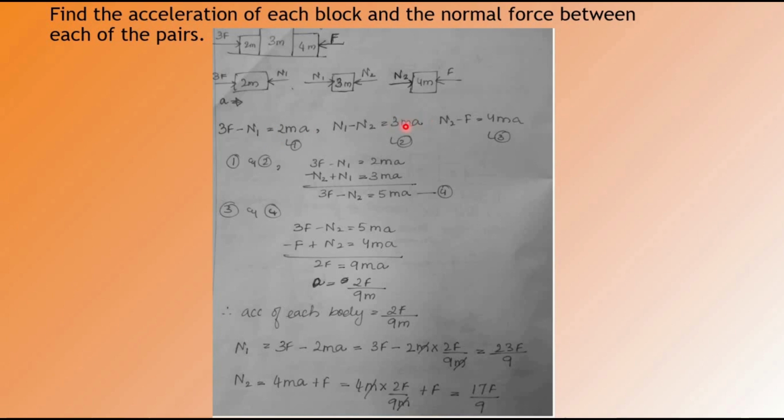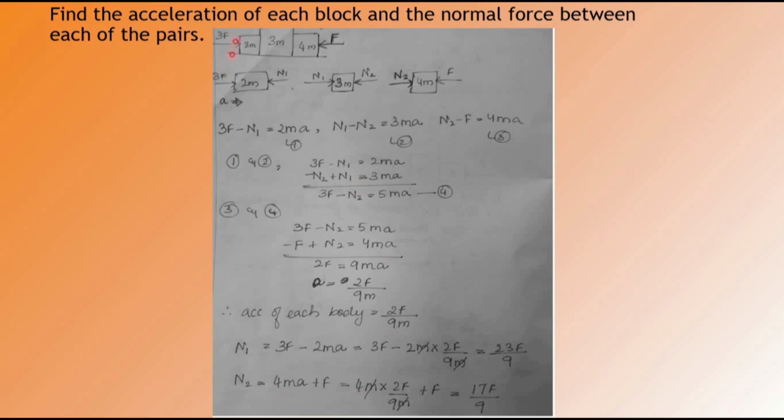We separate the blocks and analyze them as single systems, which gives us a few equations. As the first one, 3F minus N1 is 2ma, which is the net force equal to mass into acceleration, as we saw already in Newton's laws, and similarly for all the other bodies. And we write them down and we figure out that the acceleration of each body must be the same and equal to 2F by 9m in this case.